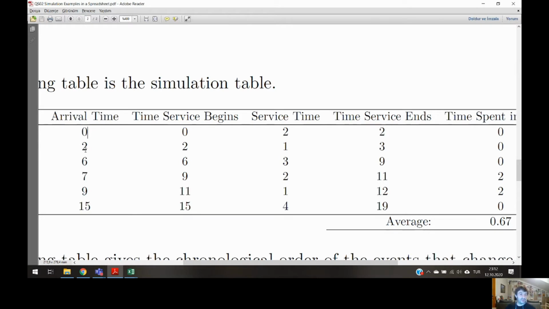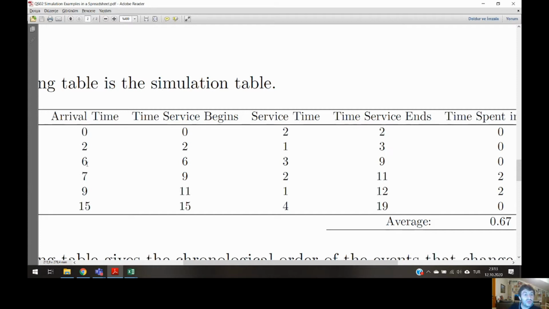And the arrival time of the second customer is the end of the second minute. This means by the time the second customer arrives, the service of the previous customer will have ended. Therefore, the second customer's service can start immediately as he or she enters the system. The service time will be 1 minute. At the end of the third minute, the service will be complete for the second customer.